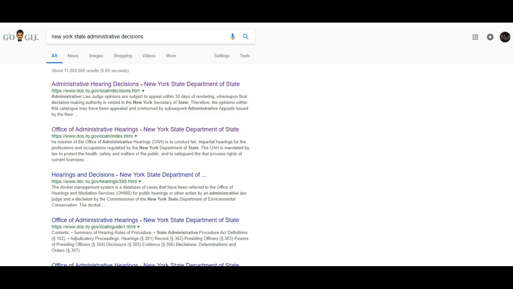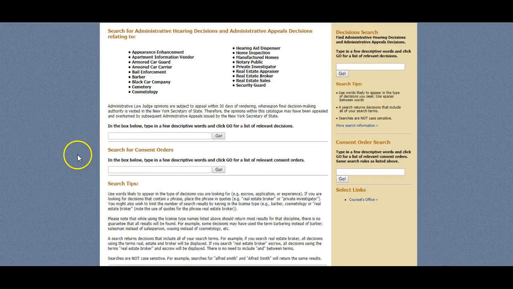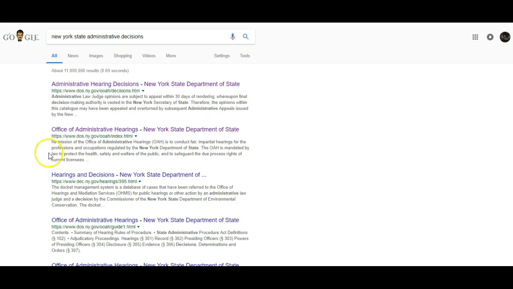This one is more of a general information about hearings. So you can see there's actually an Office of Administrative Hearings. Who knew? And you can do a decision search. And this probably gives you guidelines about the different processes and procedures for New York State administrative hearings.